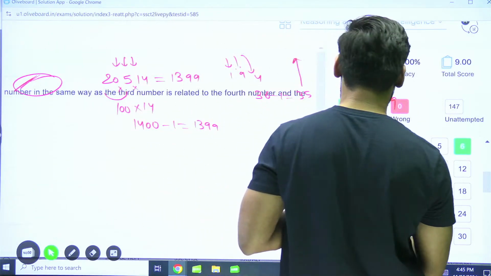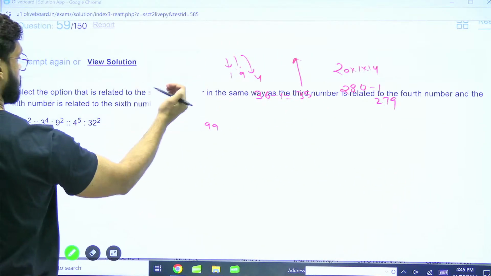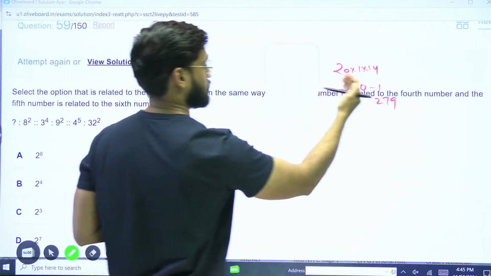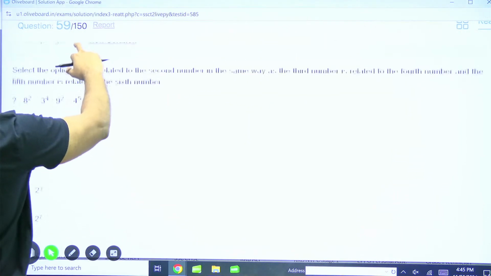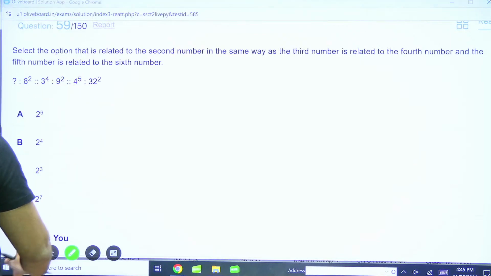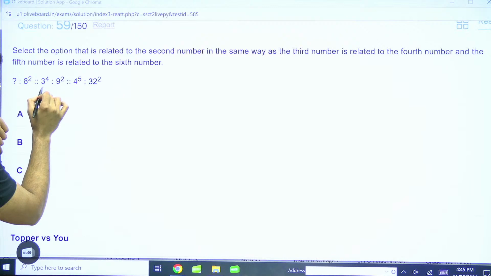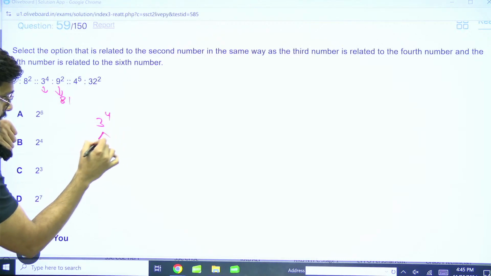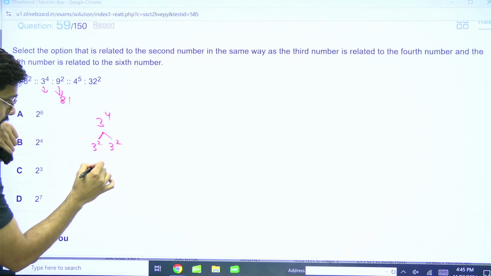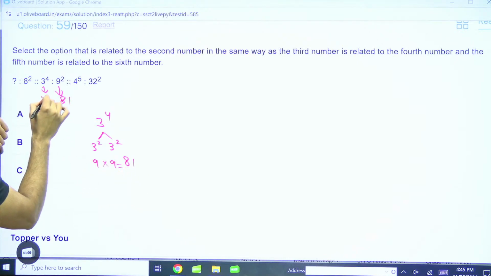29th question. Let's see. 3 power 4 and 9 power 2. 9 power 2 is 81. And 3 power 4, I can write like this: 3 square and 3 square. That will be 9 into 9, equal to 81. Right? So this is also 81.